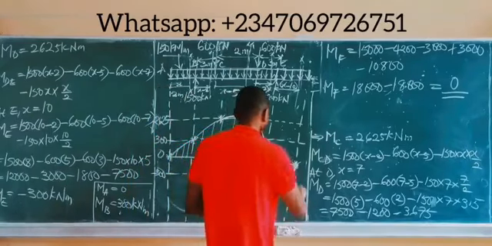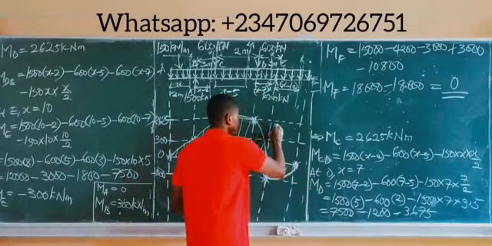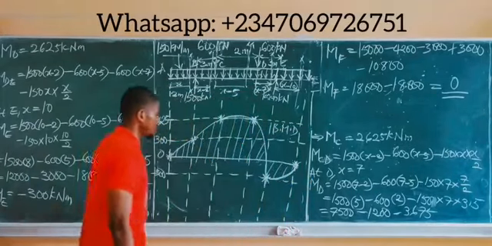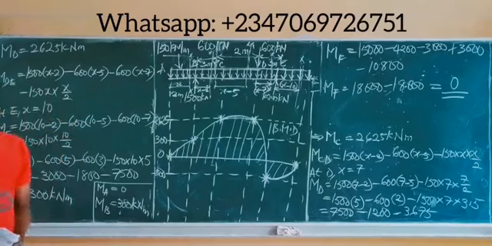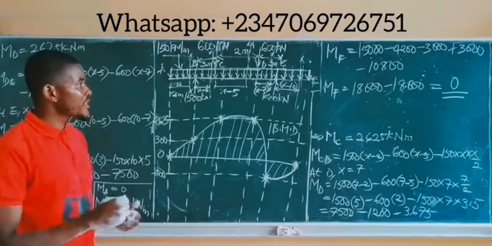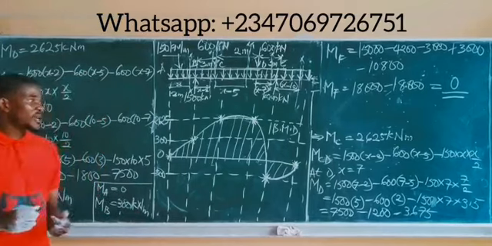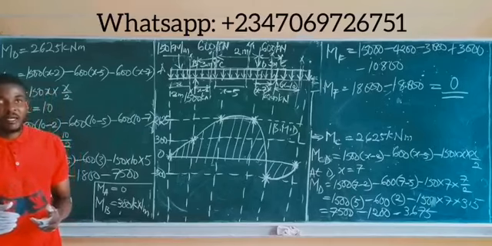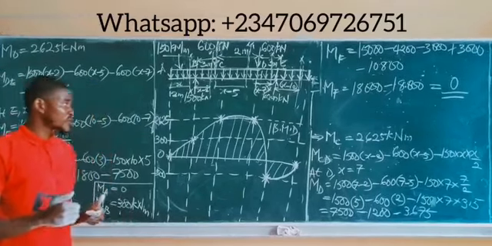So bending moment, BMD, bending moment diagram. Alright, so the next thing in the question is to determine the point of contraflexure. We have found the point of maximum bending moment. Now we need to find the point of contraflexure.